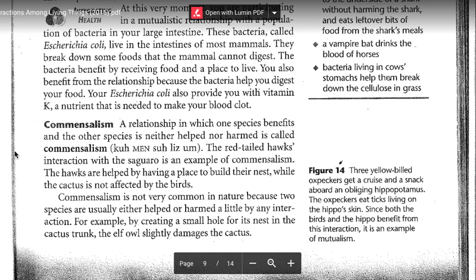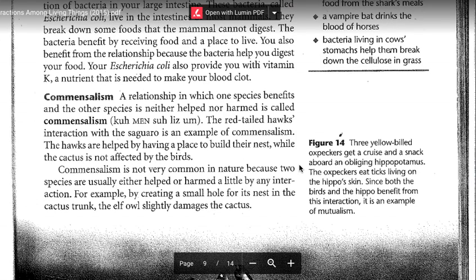Okay, commensalism. A relationship in which one species benefits and the other species is neither helped nor harmed is called commensalism. So commensalism means one is benefiting and it doesn't matter to the other one at all. The red-tailed hawk's interaction with the saguaro is an example of commensalism. The hawks are helped by having a place to build their nest, while the cactus is not affected by the birds or their nests. Commensalism is not very common in nature because two species are usually either helped or harmed by any little interaction.